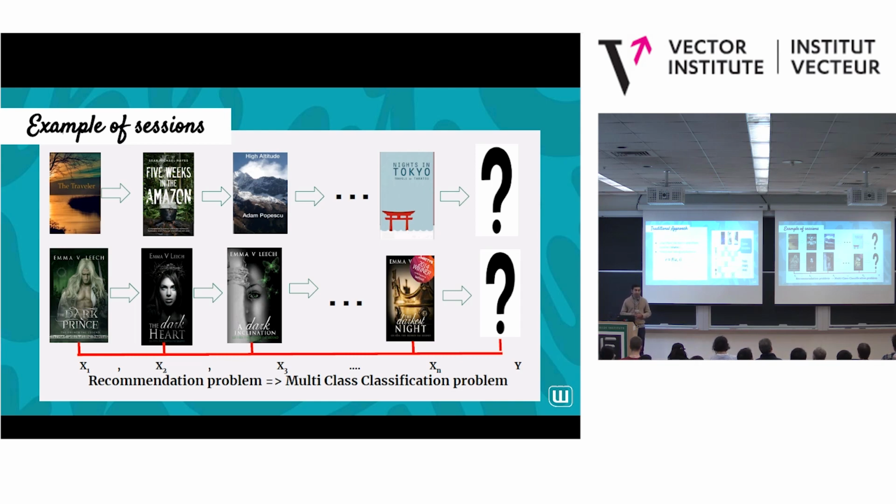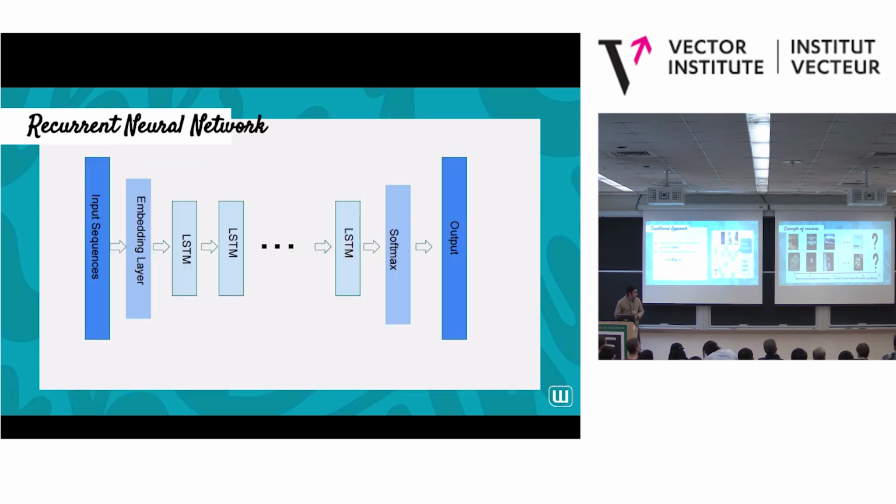The top one is more travel based. Maybe the user went on a vacation or something. The bottom one is more of a nighttime session, where users usually try to read some dark novel or something like this. So to solve this, we want to convert the recommendation problem into a multi-class classification problem. Here the input for the recommendation problem is x1, x2, and so on, and we want to predict y.